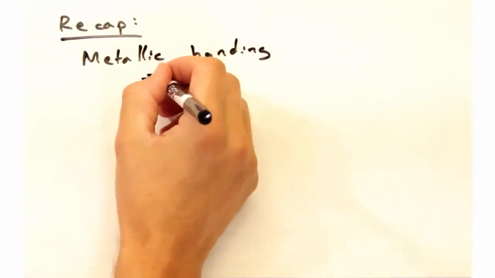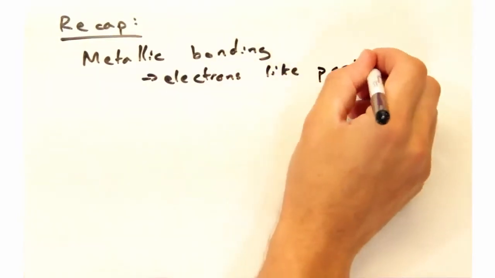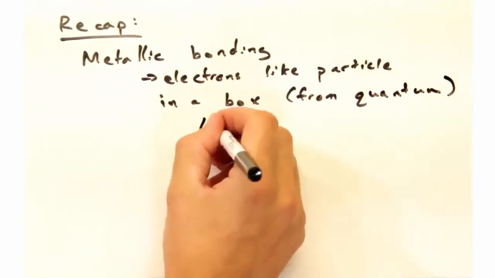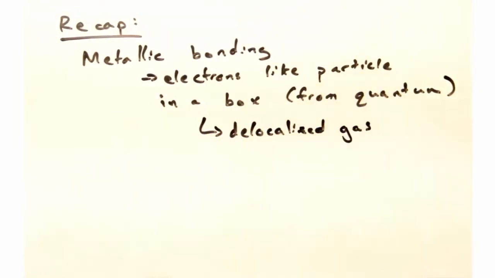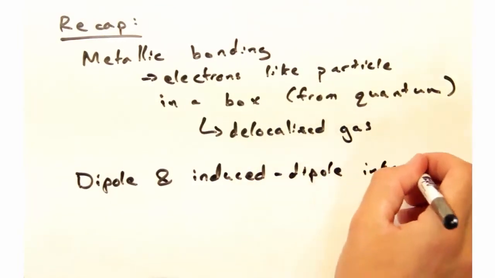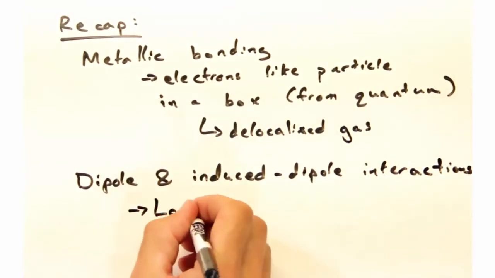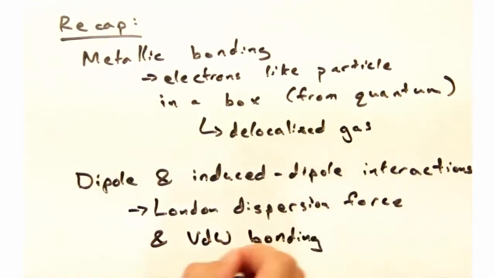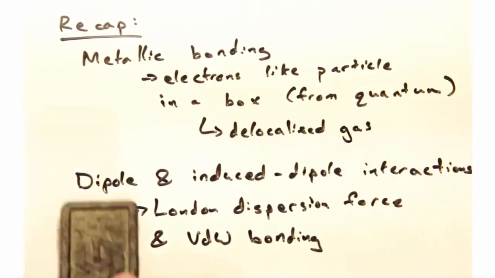Okay, this looks like a good point to recap. Today we introduced metallic bonding, specifically approximating the electrons as a particle in a box, and thus a delocalized gas. Then we looked at various types of dipole and/or induced dipole interactions, their relative strengths, and how nonpolar molecules can bond through spontaneous dipoles formed from quantum fluctuations as in the London dispersion force.